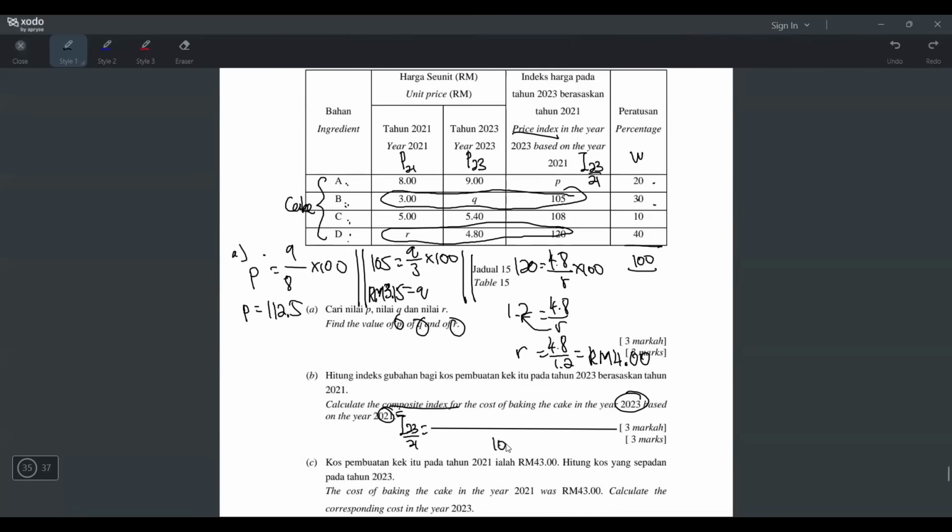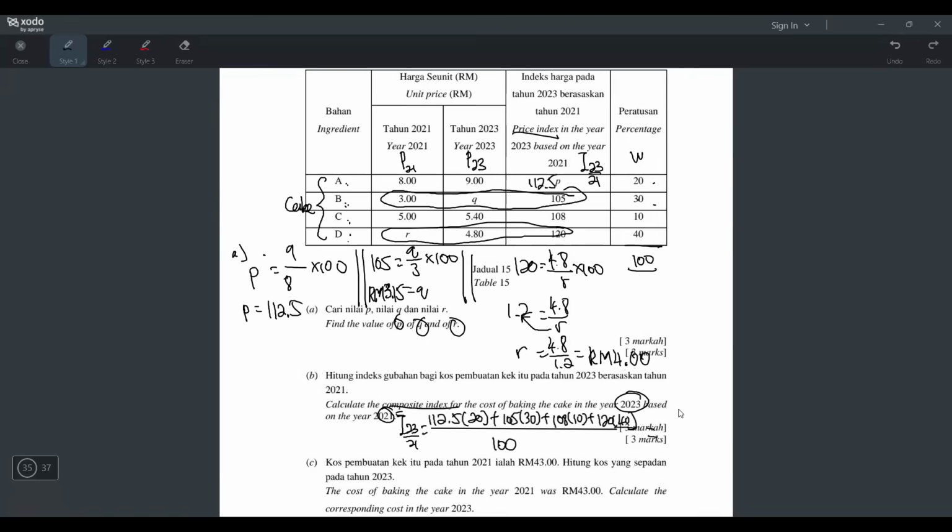Okay, total weightage we know is 100, so just write 100 down here. But on top you have to take I times W. So the P here you already found just now is 112.5. So I times weightage, so it will be 112.5 times 20 plus the next one 105 times 30 and then plus the next one 108 times 10 and then plus the last one 120 times 40 and then now press calculator and then write the answer here.